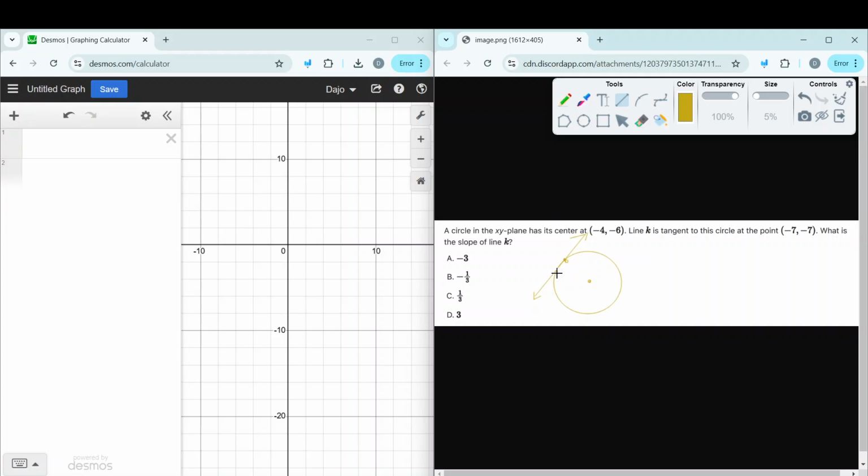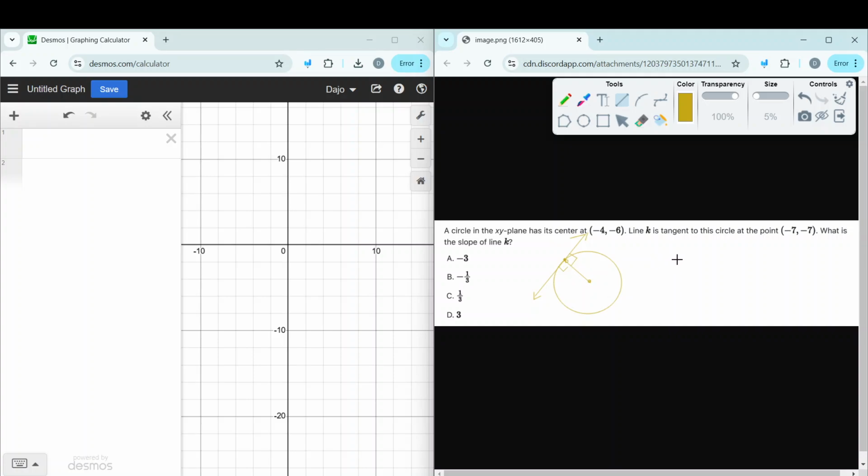Now, why are we finding the slope of the radius? Well, there's this property that you may or may not know. The radius of a circle is perpendicular to any tangent line of a circle. Why? When you have a line that's tangent, it's intersecting the circle at one point, and the radius is going in that direction. Basically, the tangent line and the radius form a 90-degree angle, which makes them perpendicular.